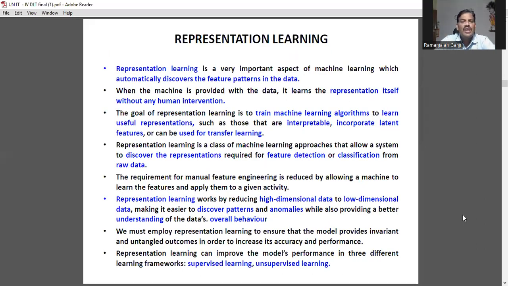Next concept is representation learning. See, convolutional neural networks is a very important topic. Convolutional neural networks, CNN, how CNN works, with example. Next one is representation learning.